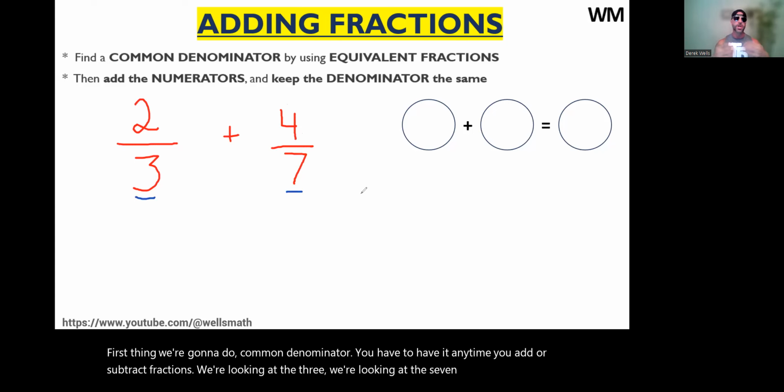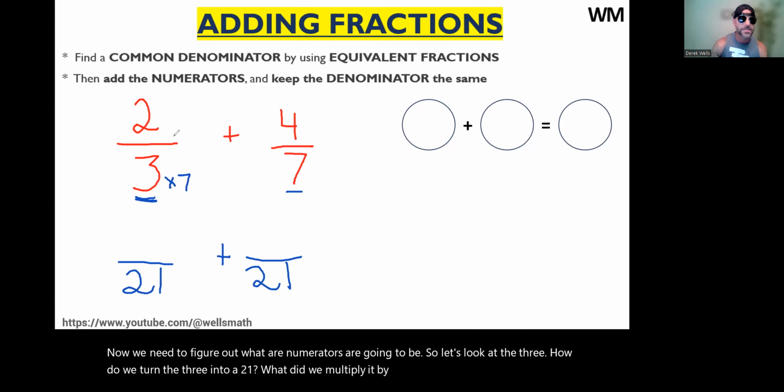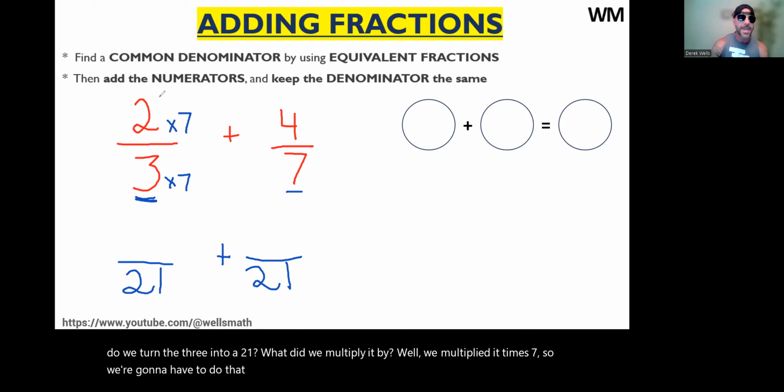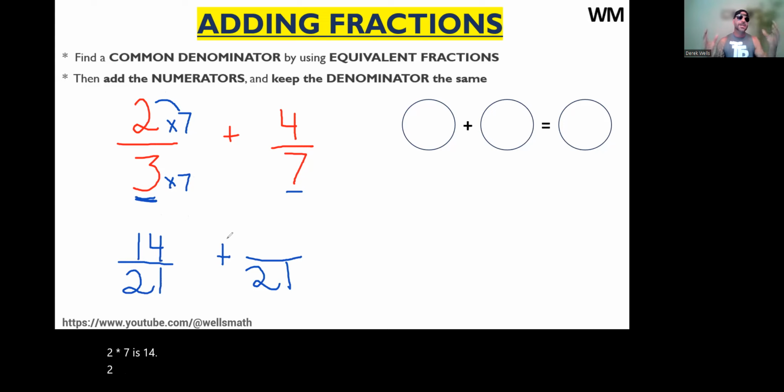So let's use 21 as our common denominator. Now we need to figure out what our numerators are going to be. So let's look at the 3. How did we turn the 3 into a 21? What did we multiply it by? Well, we multiplied it times 7. So we're going to have to do that to the top and the bottom. 2 times 7 is 14. 2/3 is equal to 14 over 21.